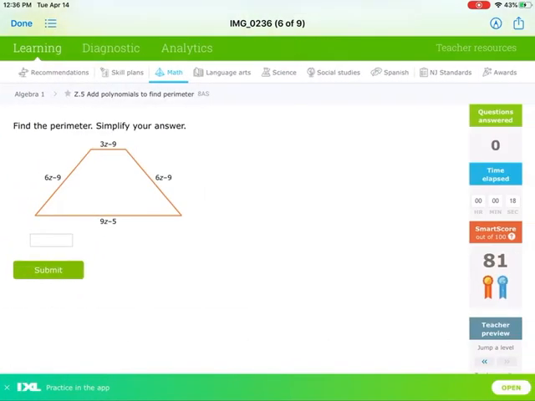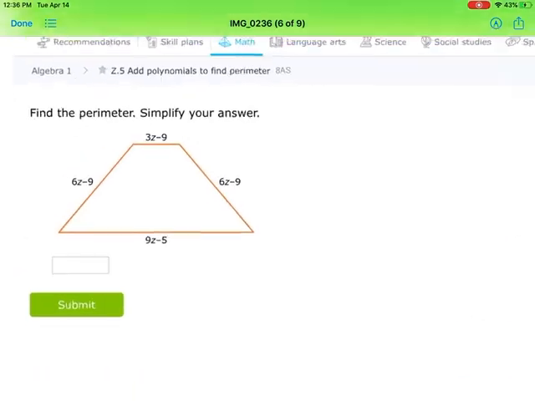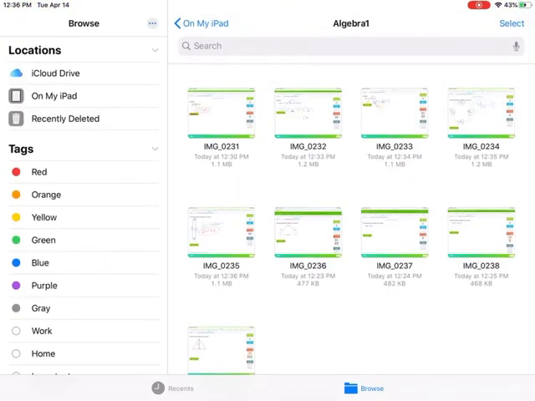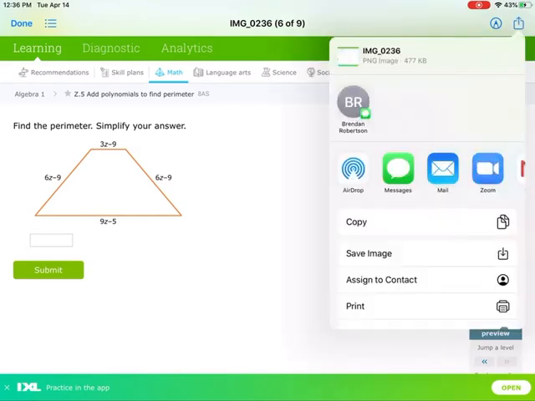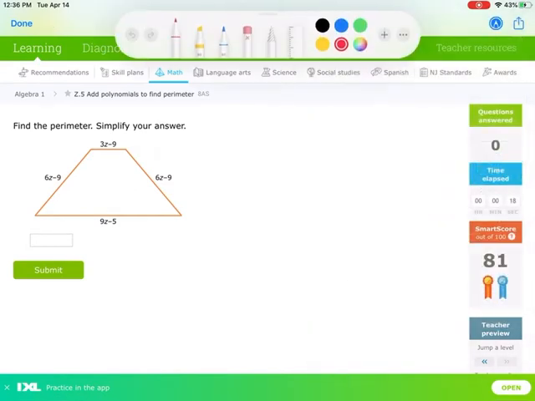And then the Smart Score of 81. That's all I want you to get to. Just get to an 80. If you get 100, that's amazing. You're good. Here we go. What am I doing? Stop it. There we go.